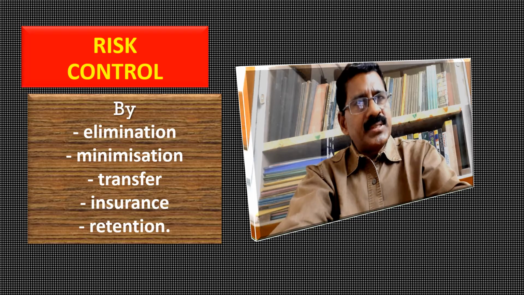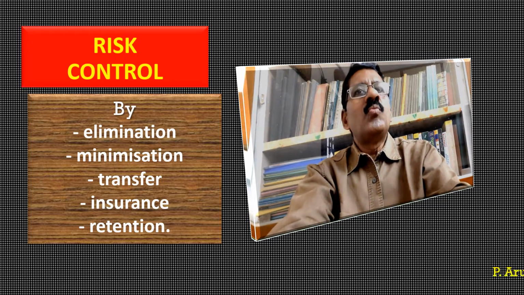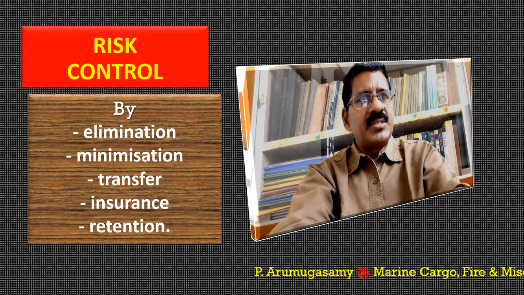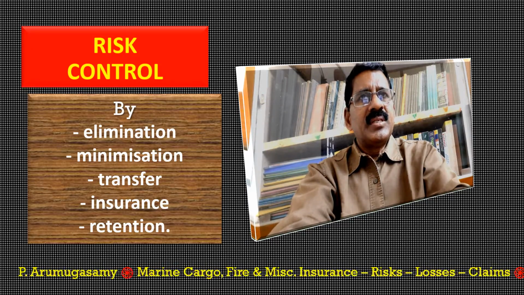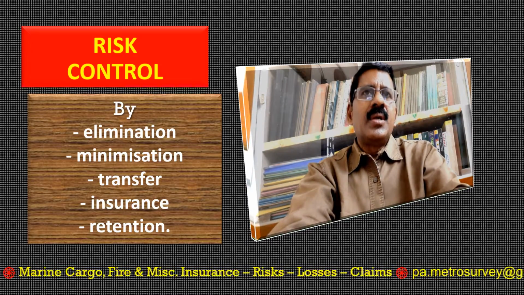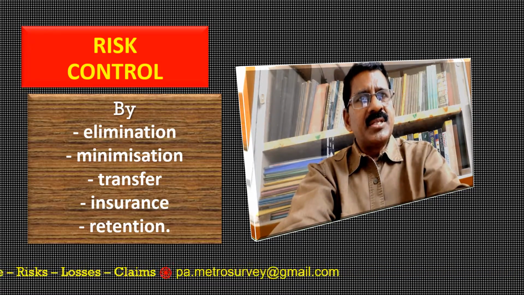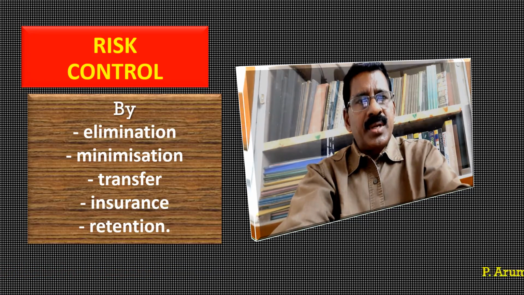How to control risks? After identifying and measuring the risks, the next step in risk management is to see how best to control the risks to reduce its impact, frequency, severity, and value at least. The risk may be controlled by elimination or avoidance, minimization or reduction, transfer, insurance, and by retention.